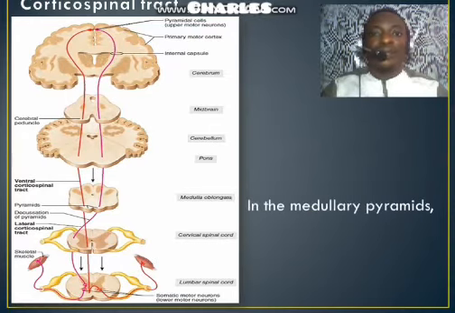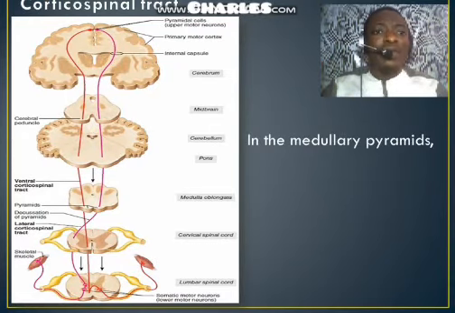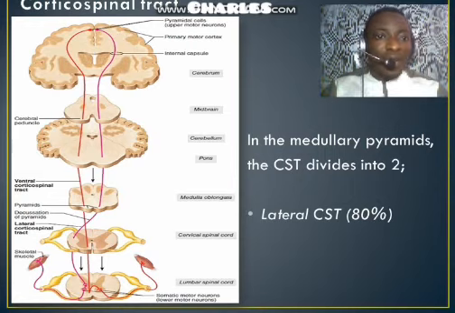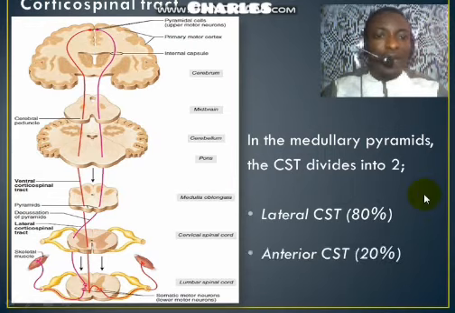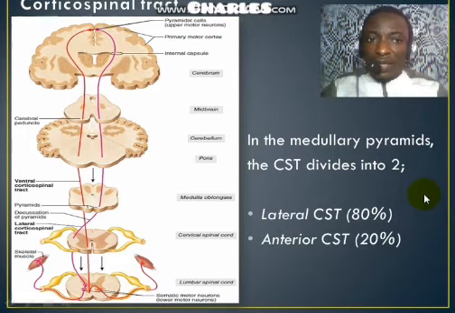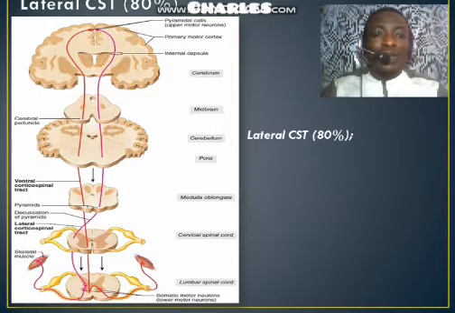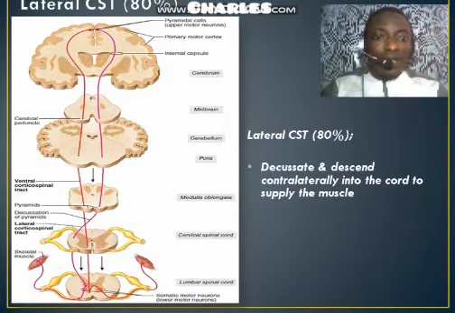Okay, good. Now in the medullary pyramids, the corticospinal tract actually divides into two. The lateral corticospinal tract, which forms 80% of the fibers, and then the anterior corticospinal tract, which forms 20% of the corticospinal tract fibers. All right, good. The lateral corticospinal tract decussates and descends contralaterally into the cord to supply the muscle.